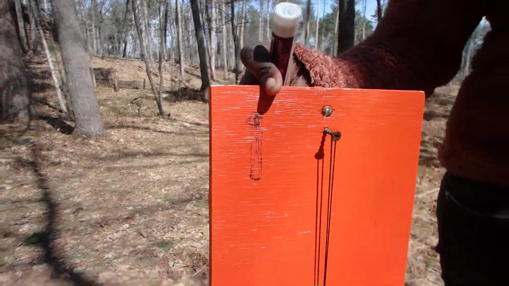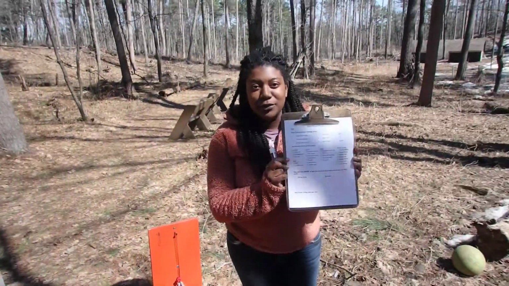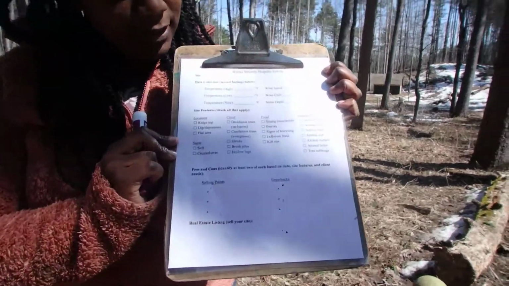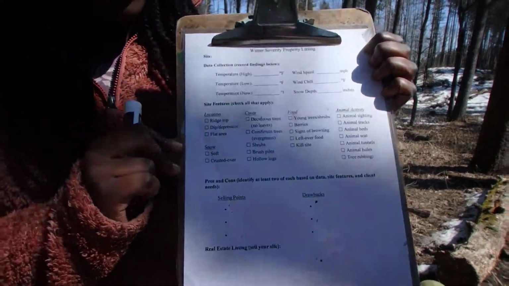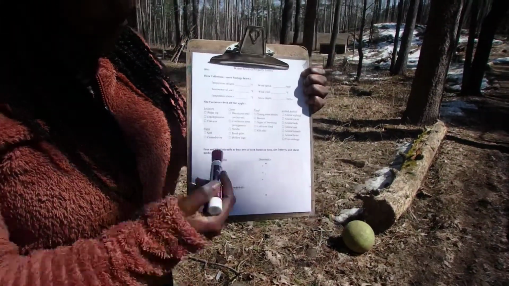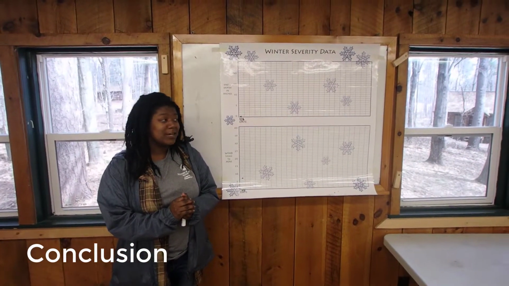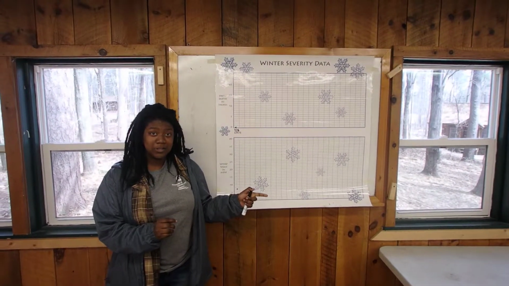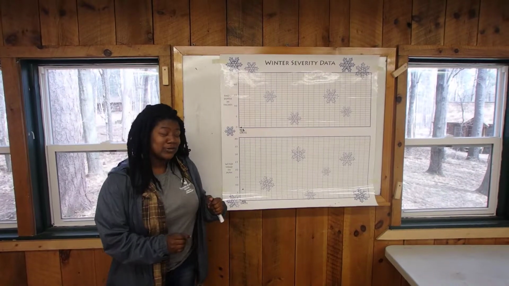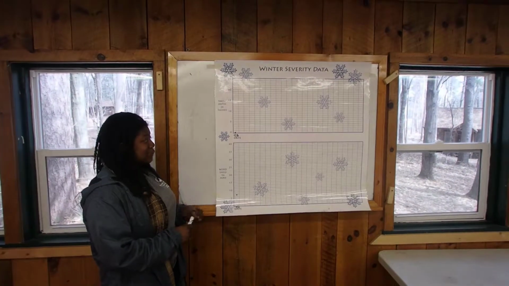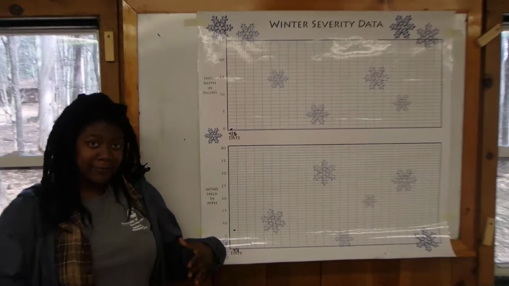Once you get to your site, each group will have a clipboard like this. And on that clipboard, as you can see, you get to collect the data. Okay, so once your class is done with collecting your data out on the trail, you can come back wherever you started, and as a class, you will collect your data and average it.